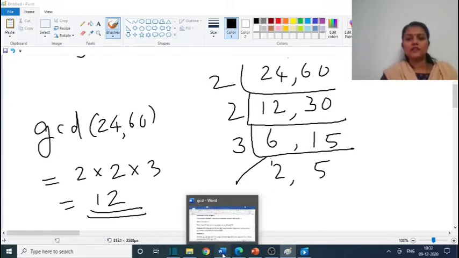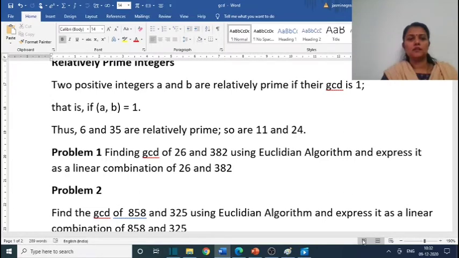Now the next portion is relatively prime integers. Two integers a and b are said to be relatively prime if their GCD is 1. For example, 6 and 35, there is no common term for them, so they are relatively prime. Also 11 and 24, no common terms, so their GCD is 1. So they are relatively prime integers.